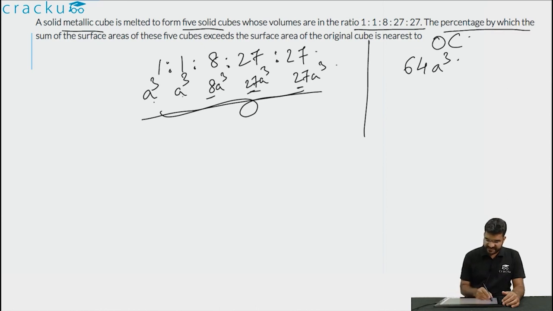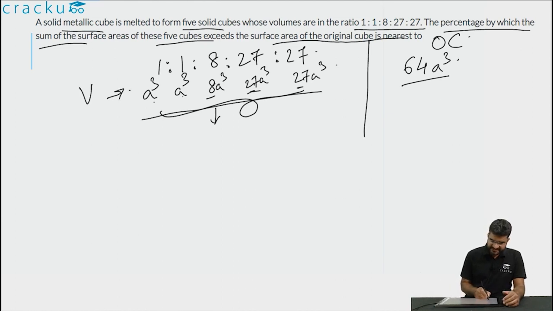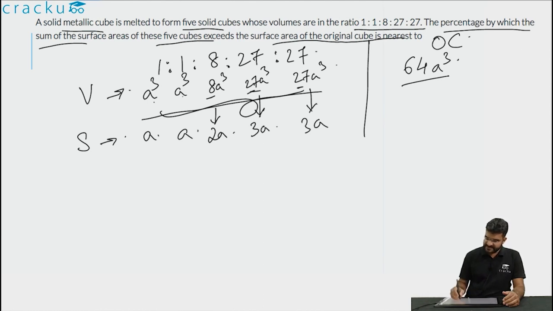Now the percentage by which the sum of the surface areas of these 5 new cubes exceeds the surface area of the original cube is what we need. So we will first find the surface area of the original cube and of each of the smaller cubes, and then we can find the answer quite easily. If this is the volume, let us find the individual sides. Because the volume of the first cube is A cube, the side is A. Similarly the second one also has side A. The third cube has side 2A. For the fourth cube the side is 3A, and for the fifth cube the side is 3A. Similarly the side of the larger cube is 4A.